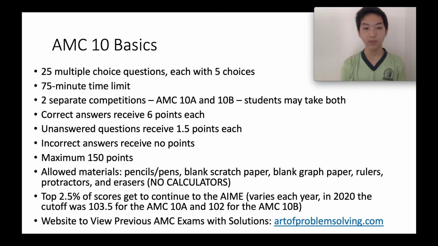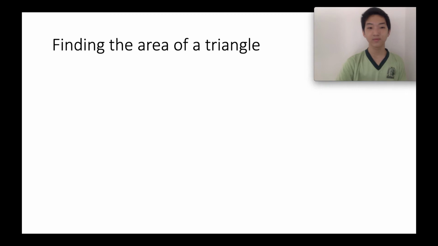Around the top 2.5% of scores gets continued to the AIME. The exact cutoff varies each year. In 2020, the cutoff was 103.5 for the AMC 10A and 102 for the AMC 10B. There's a very helpful website to view previous AMC exams as well as their solutions. It is theartofproblemsolving.com.